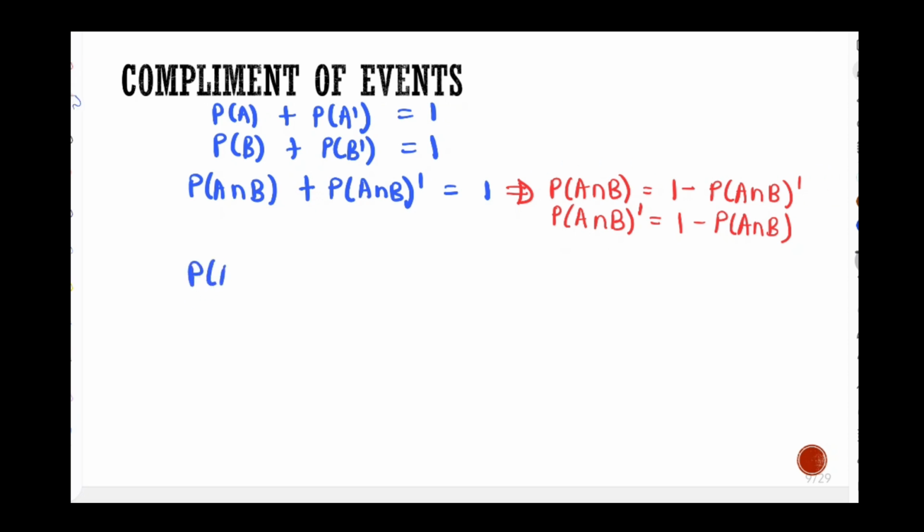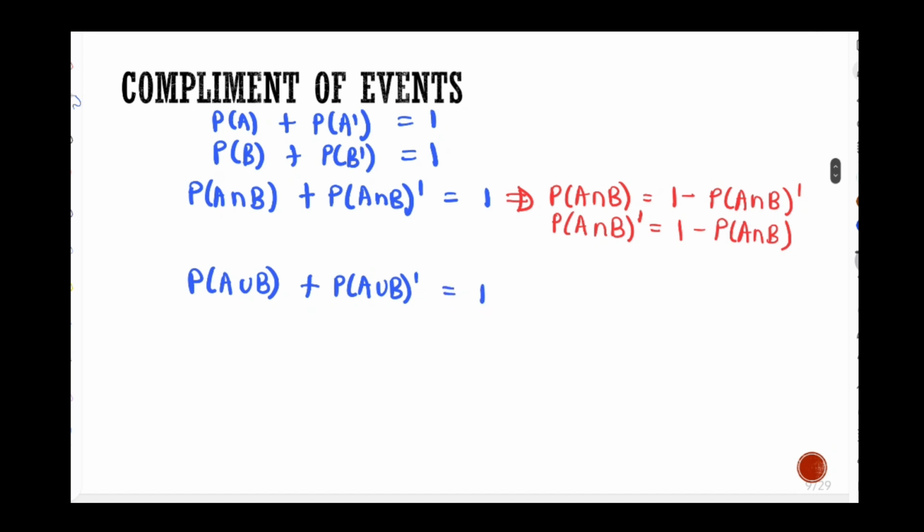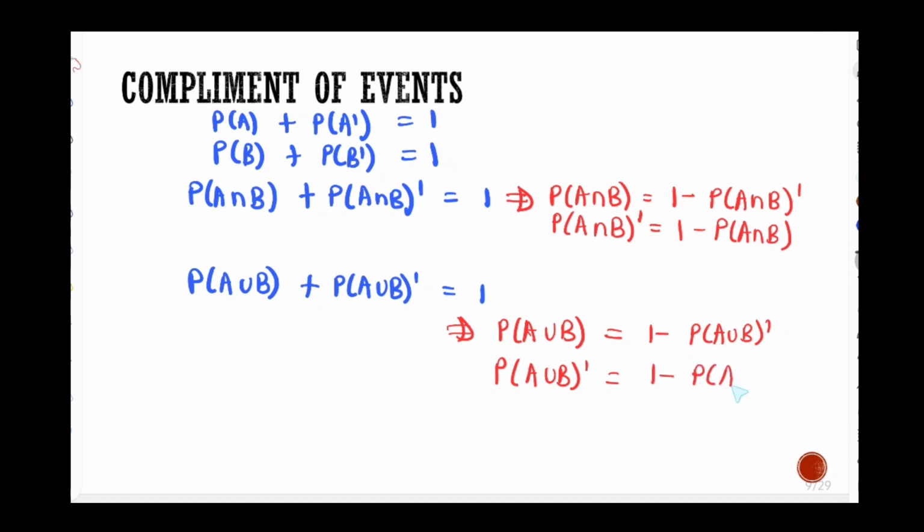Then probability of A union B plus probability of A union B complement is also equal to 1. And still from that, we can note that if I want to get probability of A union B, it can be got from 1 minus probability of A union B complement. Or if I want to get probability of A union B complement, it can be got from 1 minus probability of A union B. So that is it under complement of events.